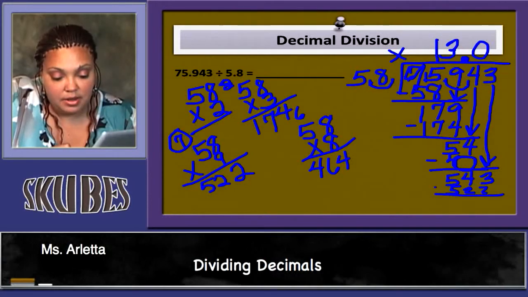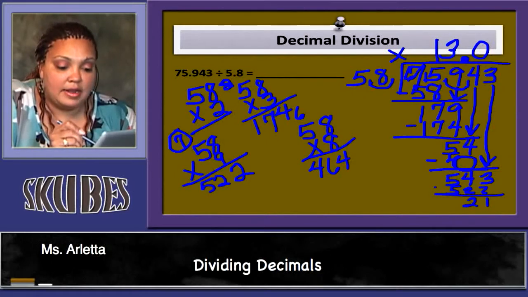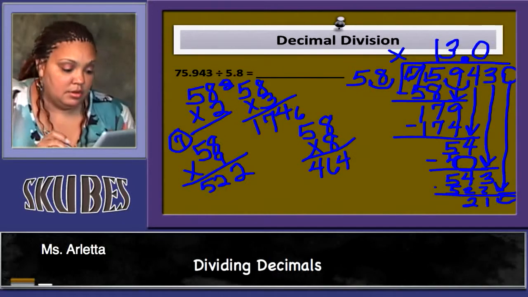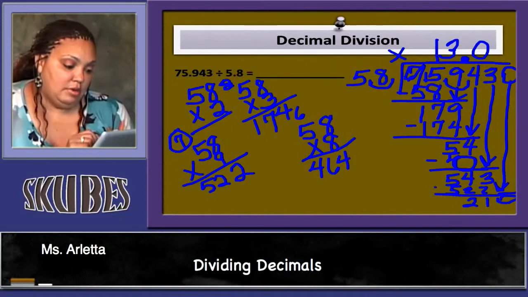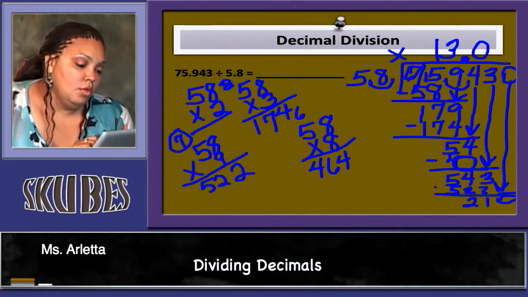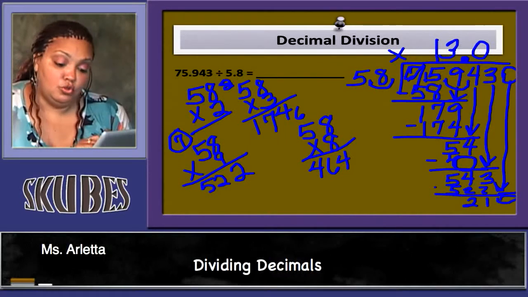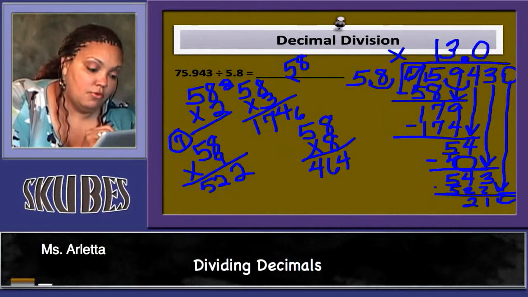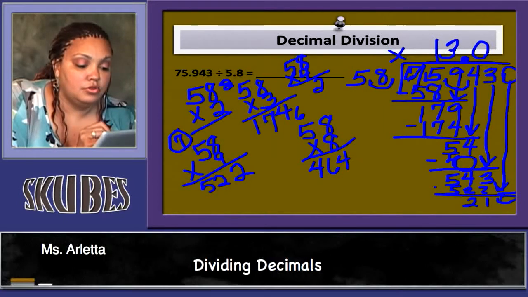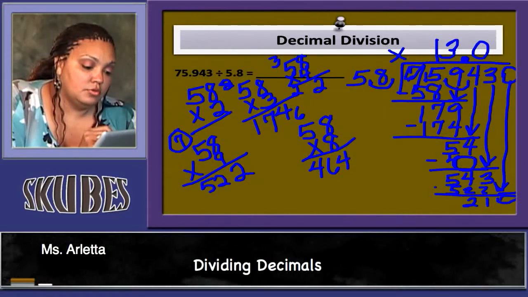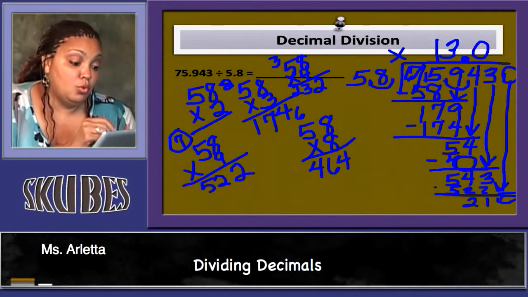522. When you subtract that, 3 minus 2 is 1. 4 minus 2 is 2. You will add a 0 here and bring it down. Now you have 210. I'm looking at all of the answers over here. 58 times 3 is 174, that's too low, so I'm going to try 58 times 4. 4 times 8 is 32. Carry your 3. 4 times 5 is 20, plus the 3 makes 23. 232, that's too high, so we will go down to 3.